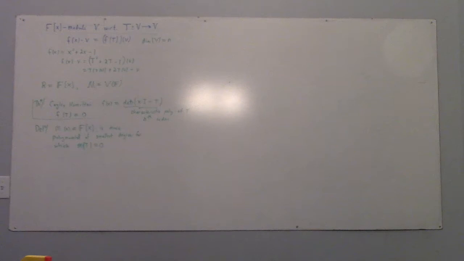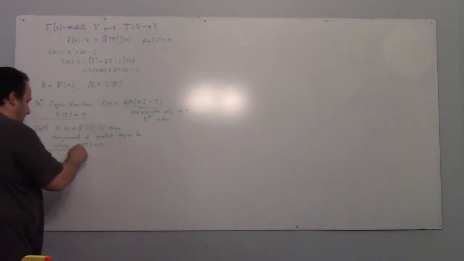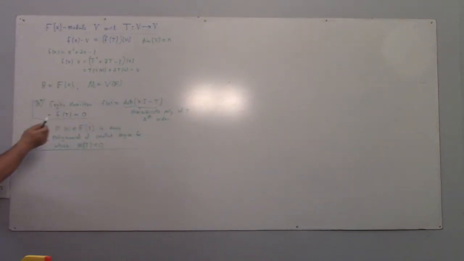So that means that the characteristic polynomial is, of course, in the running for being a minimal polynomial. But it's not usually the case that the characteristic polynomial is equal to the minimal polynomial. Often there's a polynomial of lesser degree which will serve as the minimal polynomial. The minimal polynomial serves as the annihilator for the f(x) module.